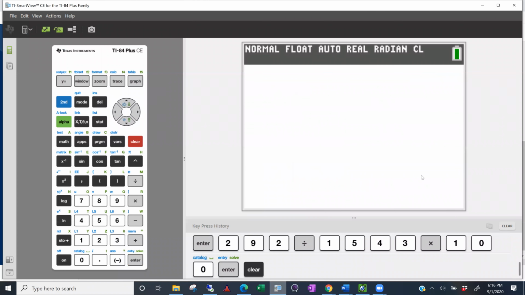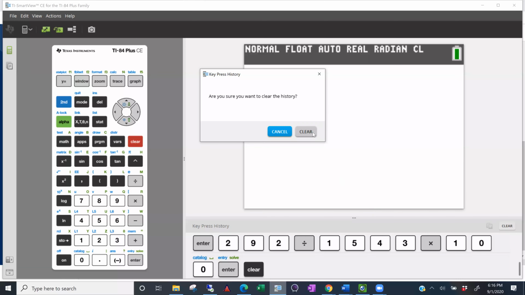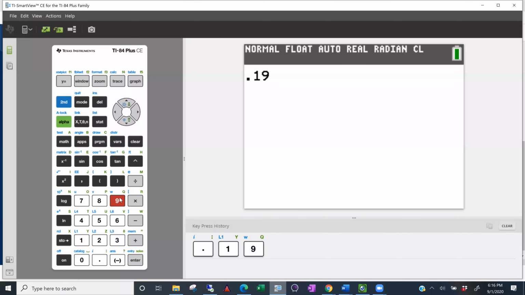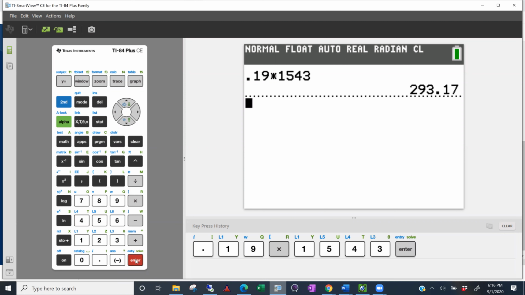Let's clear this out. Now, you don't necessarily have to have a graphing calculator for a problem like this. We're going to start out with 19%. What's 19% as a decimal? 0.19. Thank you, 0.19. The word "of" means multiply, so 0.19 of, now the women were 1,543 women. So 19% of them would be 293.17. Okay, that wasn't too hard, I'm hoping.